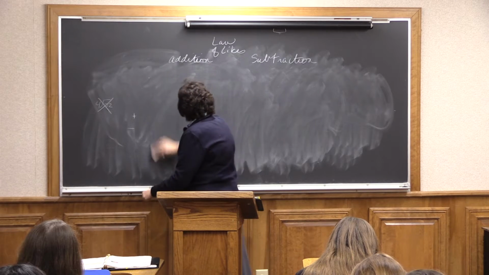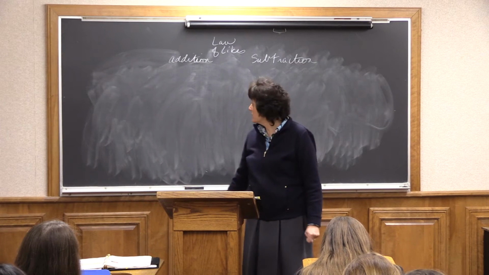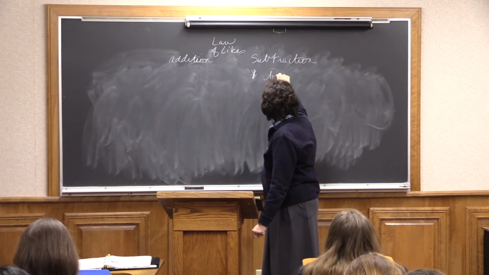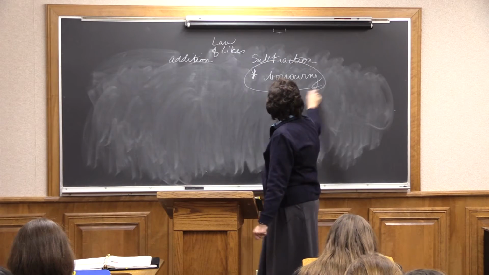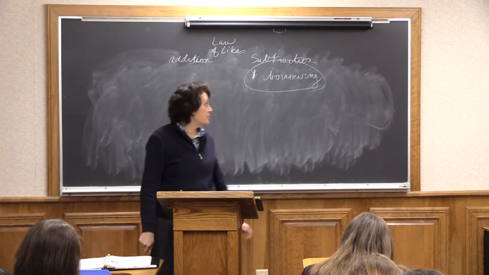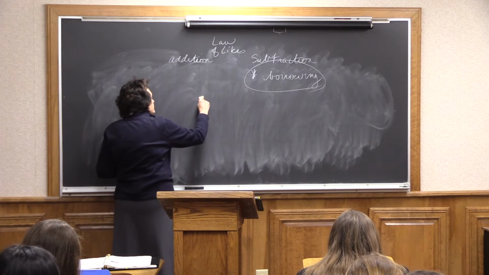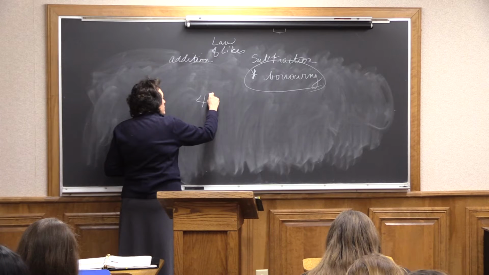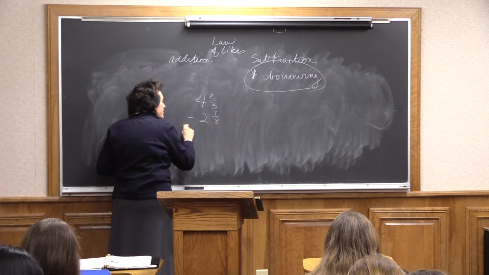Subtraction. Subtraction comes after addition, always, and subtraction follows the common denominator. So for us, what we have to worry about is borrowing. Subtraction always has to address borrowing. So we're going to start with basic borrowing. Let's say I have 4 and 2/3 minus 2 and 7/8.